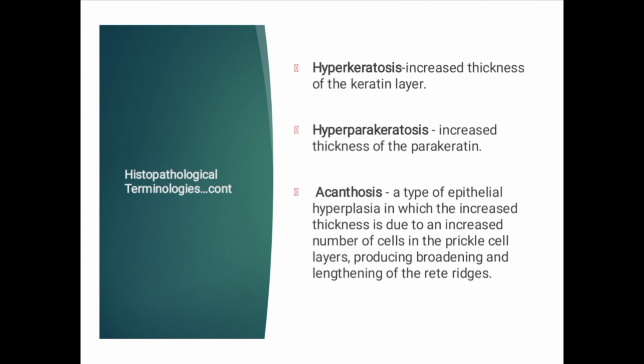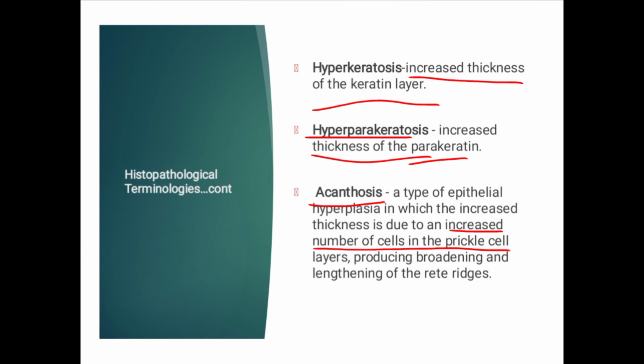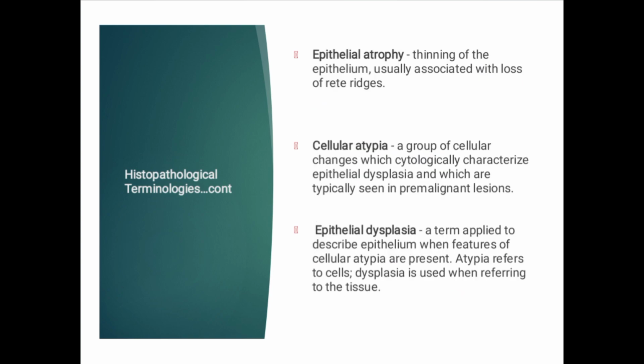Hyperkeratosis means that there is an increased thickness of the keratin layer, and hyperparakeratosis means that the parakeratin layer is thickened. Acanthosis, the major thing is that there is an increased number of cells of the prickle cell layer, or the thickness of the prickle cell layer is increased. Very important. And the rete is broad and lengthened. Very important, the rete.